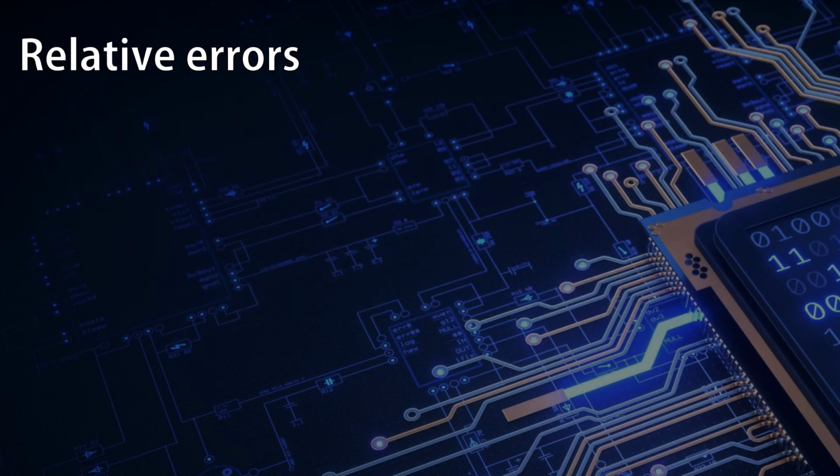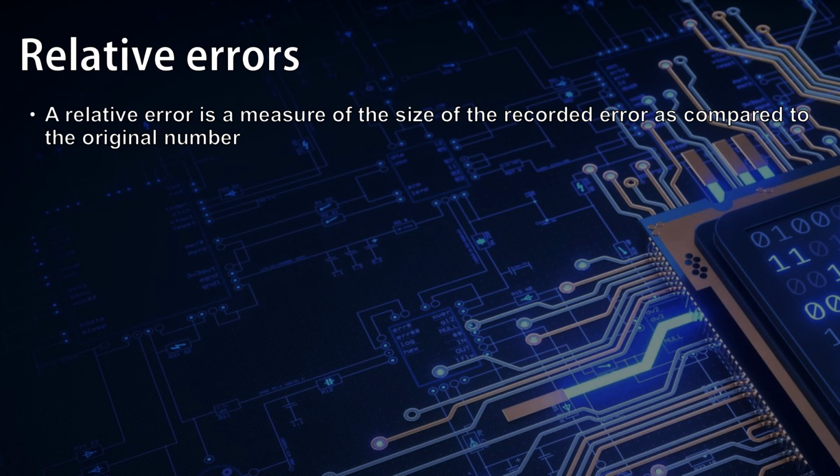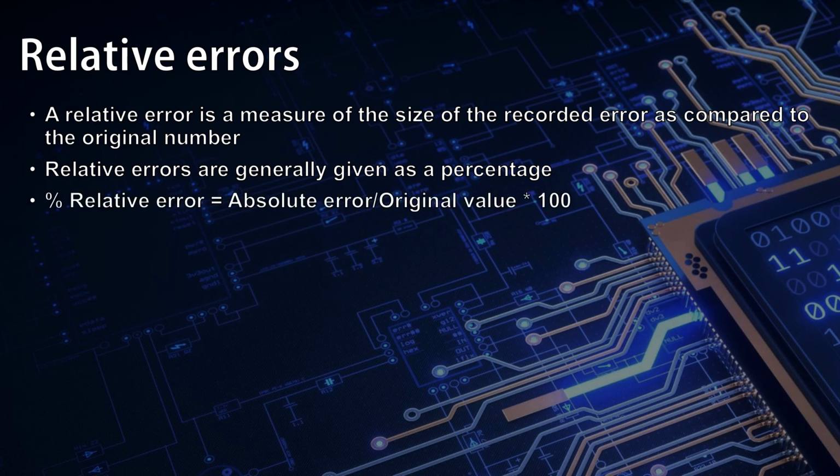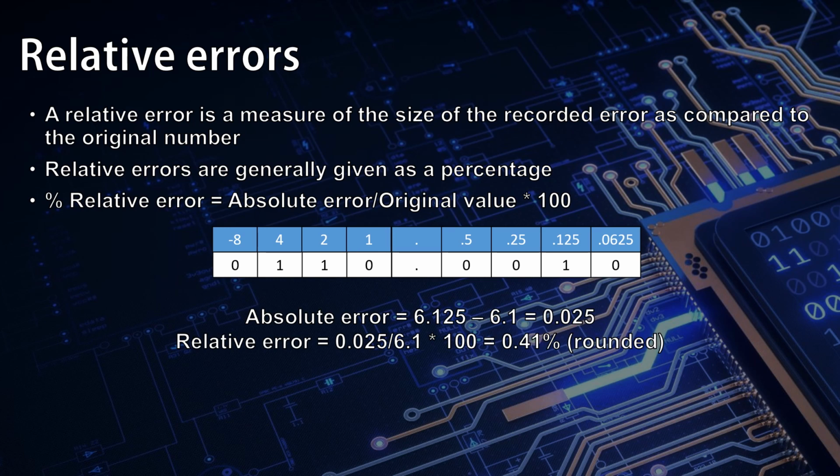A relative error is a measure of the size of the recorded error compared to the original number. Relative errors are generally given as a percentage. The percentage relative error is equal to the absolute error divided by the original value times by 100. If we go back to our example of trying to represent 6.1, the absolute error was 0.025 divided by the number we were trying to represent, 6.1, times by 100, gives us a relative error of approximately 0.41%. That's been rounded to 2 decimal places.